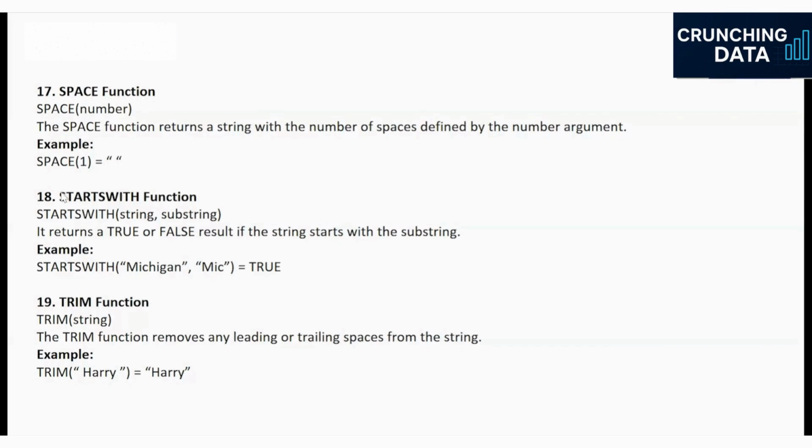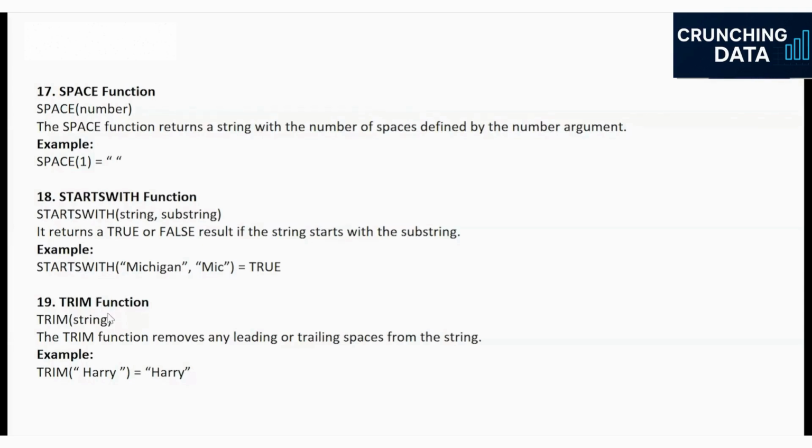Then the 18th one is the startswith function. Similar to the endswith function, where we were finding whether a particular string ends with a substring or not, here I can find out whether any string starts with that specific substring. Here is the syntax. You have to specify the startswith function, inside of which you pass a string and then the substring for which you want to apply the check. Here I am taking Michigan and I want to find out whether it starts with MIC or not. Since Michigan starts with MIC, it would return true. If it was not starting with it, it would return false.